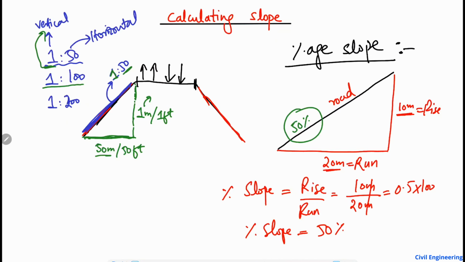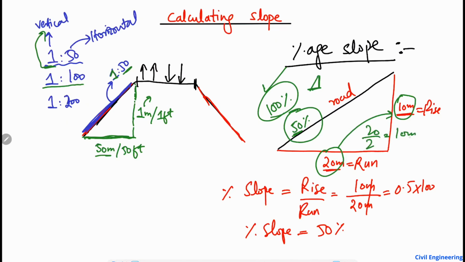It means that the vertical dimension is 50% of the horizontal. If the vertical dimension is equal to the horizontal, then we have 100%. 50% means that the vertical dimension is half that of the horizontal. We see here it is 10 meter and it is 20 meter. Half of 20 meter is 10 meter, 20 divided by 2 is 10 meter. That's why we have a 50% slope. This is the way to find the percentage slope.